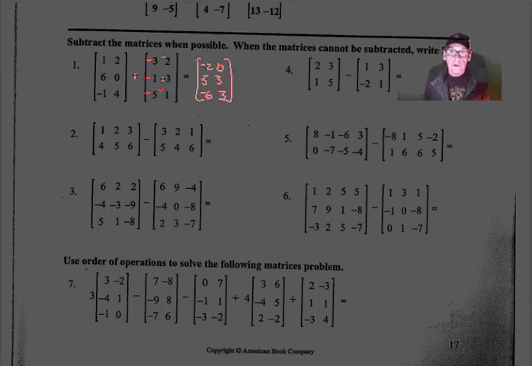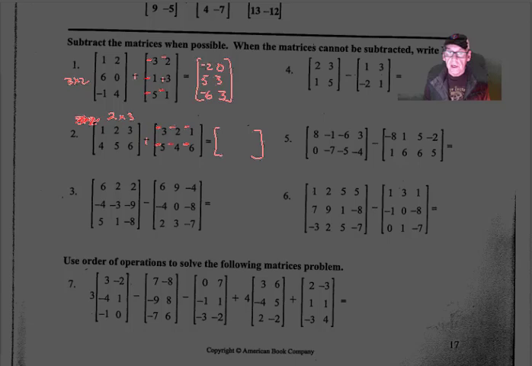Okay, going down here to number 2. Again, these are the same size, so we can add them. With that subtraction, I'm going to change it to plus opposite, so flip the signs of all of those. The answer matrix is the same size. It's going to be 3 by 2. This one is, no, sorry, this is a 2 by 3. This one appears to be a 3 by 2.